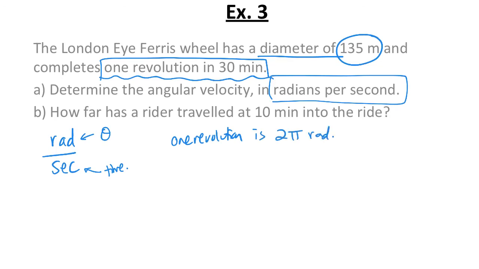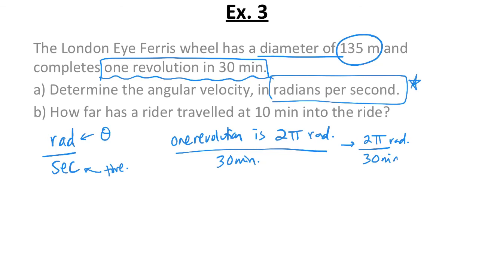Okay, and we know that that takes 30 minutes. So 1 revolution happens in the span of 30 minutes. Okay, so this leads us to this statement, or this fraction rather. So 2 pi radians over 30 minutes. This is our speed in radians per minute.